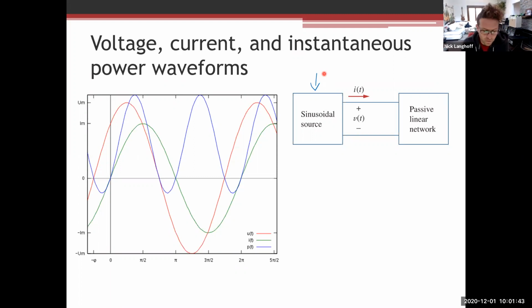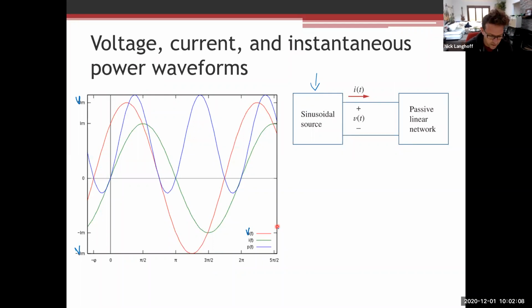The sinusoidal source is driving some passive linear network. And then we're going to look at both the voltage across that network, the voltage delivered to it, and the current delivered to the network. And we're also going to look at the power. So we've got voltages in red. Okay, so this should say V max and V max. This should also say V of t.